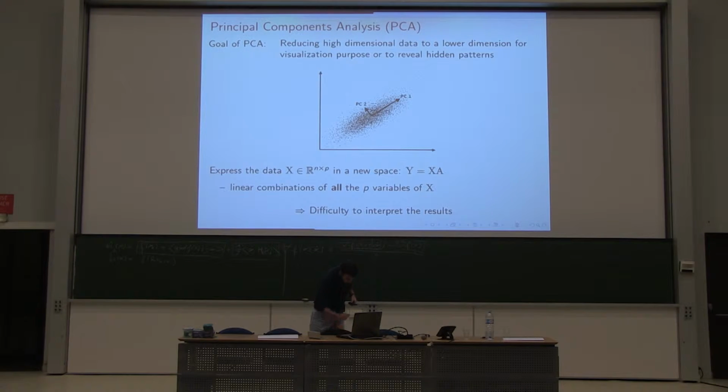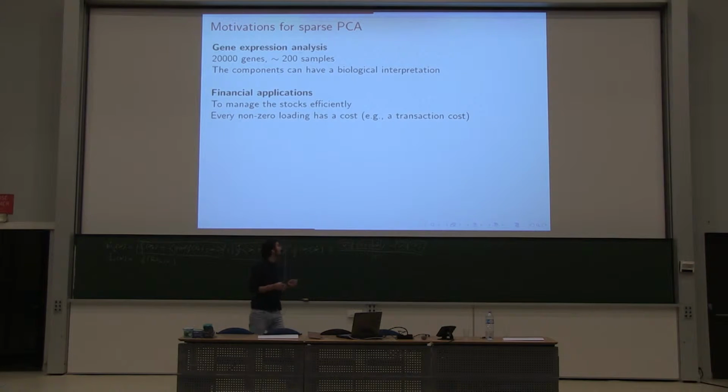As an example, there are two common applications of PCA: gene expression analysis and financial applications. In gene expression analysis, you usually deal with 20 or 25,000 genes. So this is the dimension of your space. And so when you apply PCA, your new axes are a combination of all these 20,000 genes. And it turns out that you can interpret the components. They can have sort of biological interpretation. For instance, one component can be associated with age or something, and so the genes that are expressed together will be in this component. So when you have components that are linear combinations of all the genes, it's really difficult to interpret.